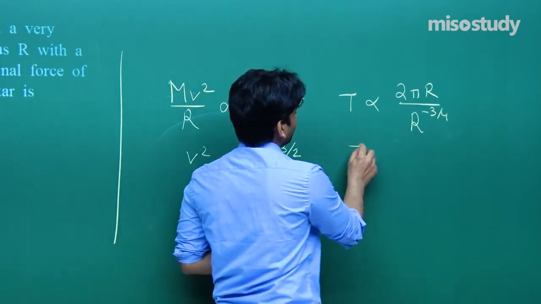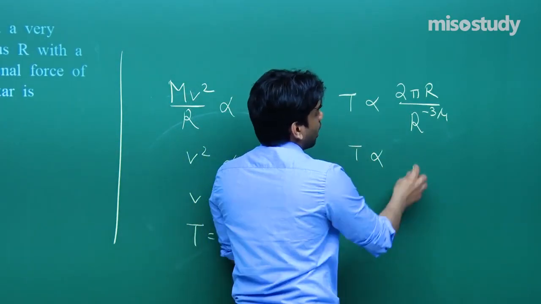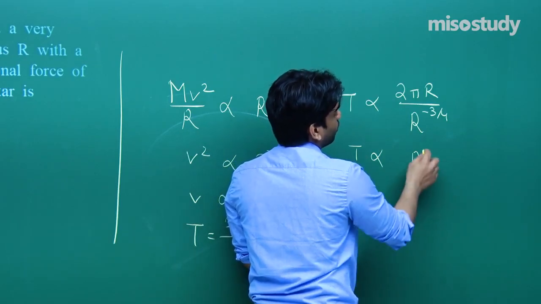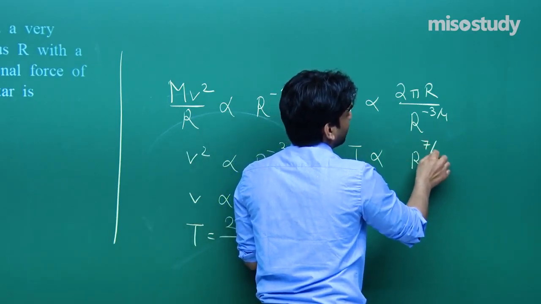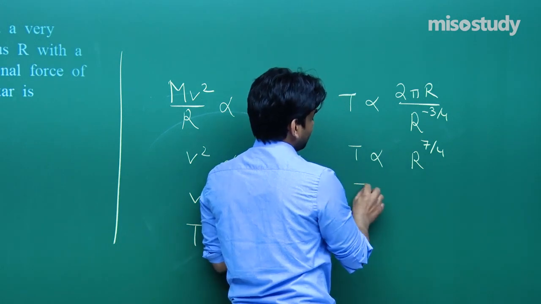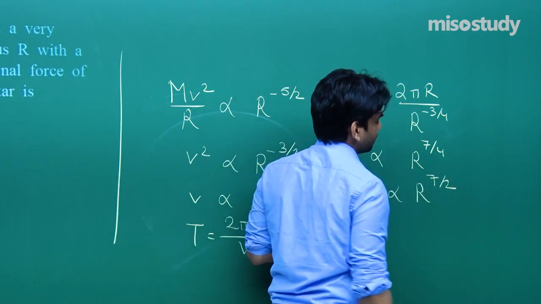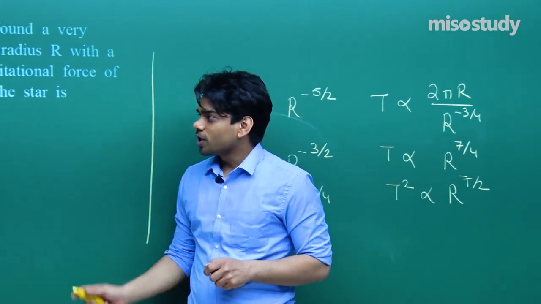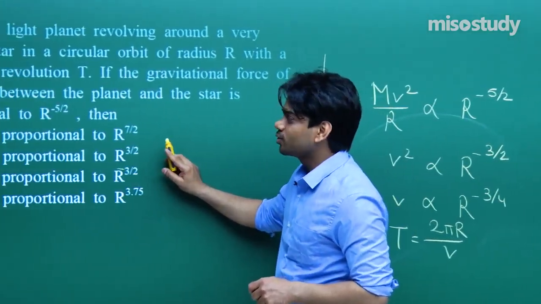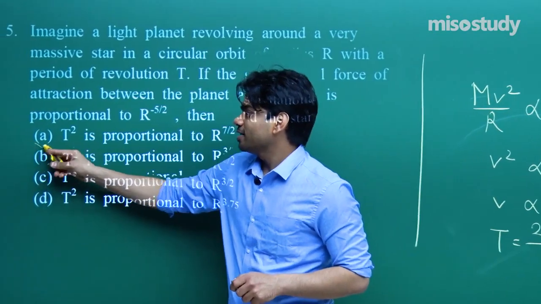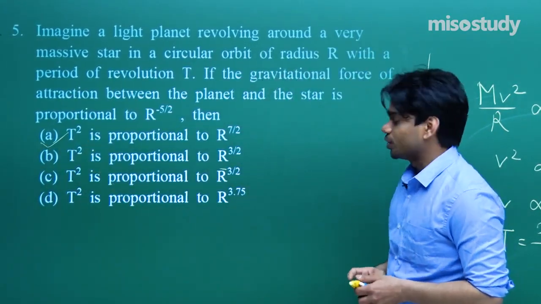So T will be proportional to r to the power 1 plus 3 by 4, you will get that as 7 by 4, and then T square will be proportional to r to the power 7 by 2. So let's see here, option number 1, option A, T square is proportional to r to the power 7 by 2, that is the right option for this question.